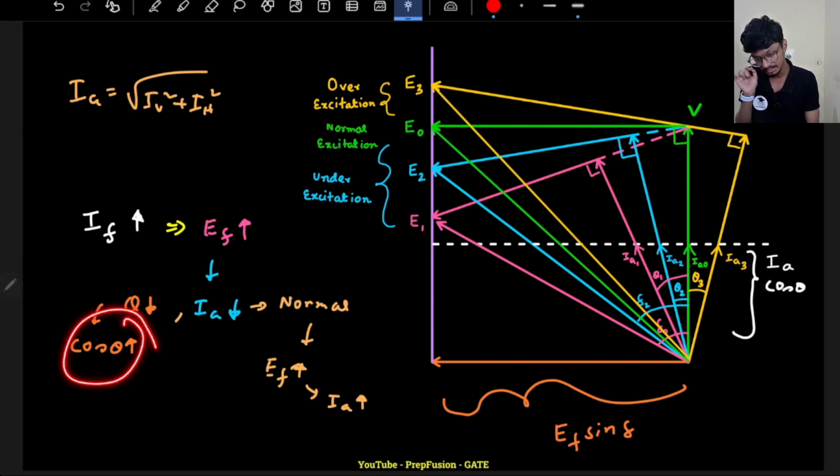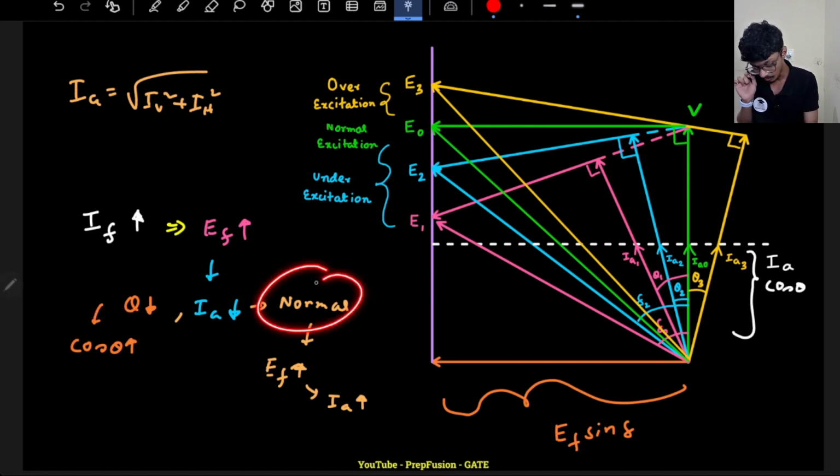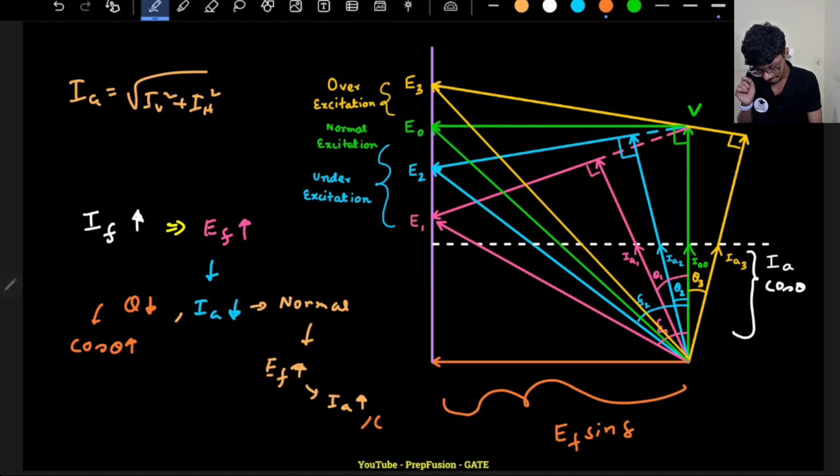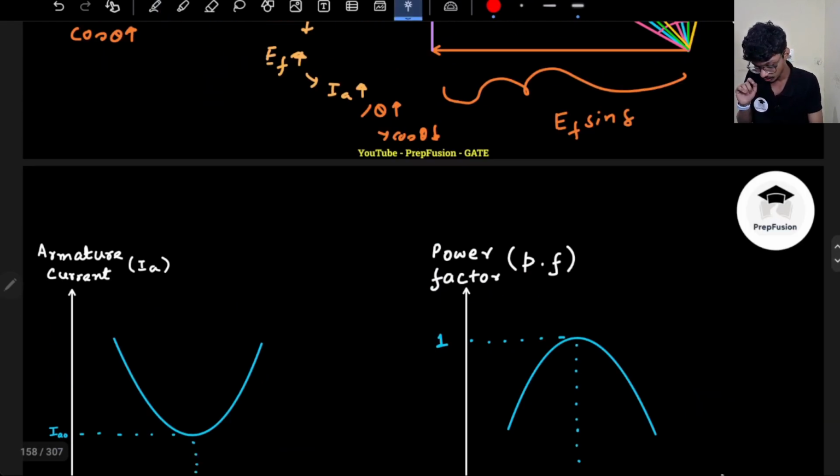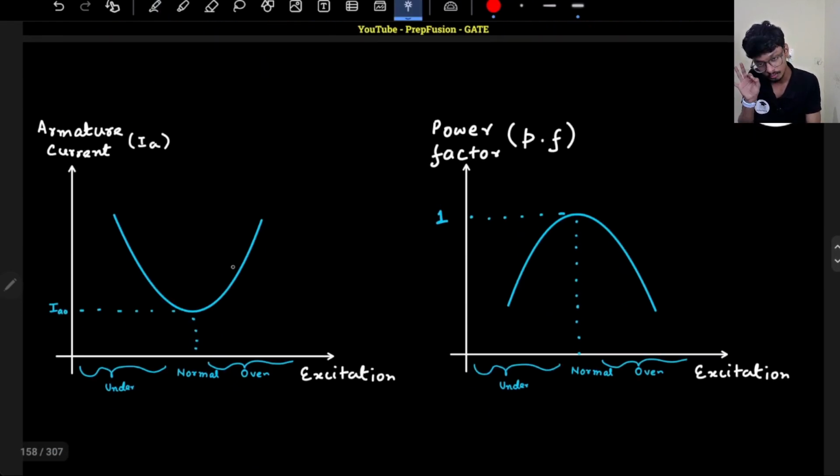So cos theta will increase here initially. After normal excitation, theta is increasing. If theta increases, cos theta will reduce, so power factor will get worsened. So this is the V curve. That is what we have plotted, and this is the most famous curve, I hope you know this. This is known as the V curve.